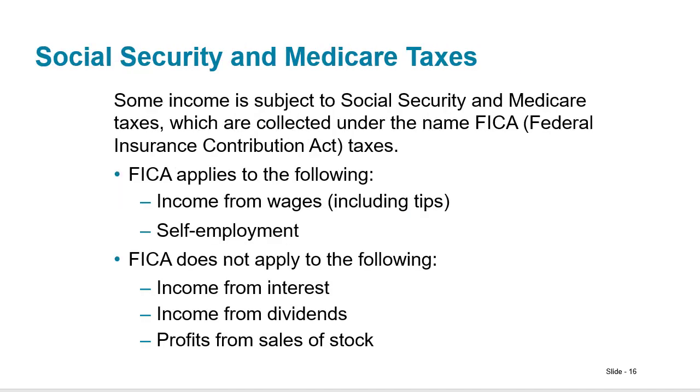So, Social Security and Medicare taxes. Some income is subject to Social Security and Medicare taxes, which are collected under the name FICA, for the Federal Insurance Contributions Act. FICA applies to the following: income from wages, including tips and self-employment. It does not apply to income from interest or dividends or profits from sales of stocks.